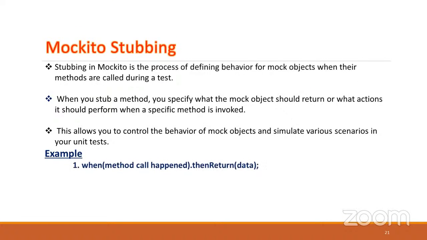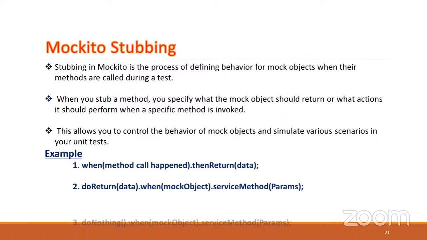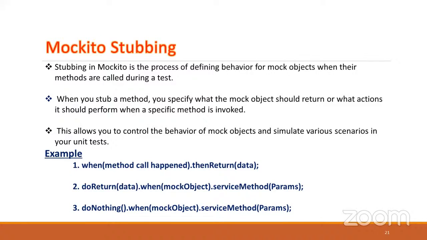So the first mechanism is when, followed by the when method and then thenReturn. Okay. Another way of stubbing, another way of writing the behavior of the mock object method, is doReturn, then when, guys. Do and when methods. Okay. The third way is doNothing dot when methods, sir. Simple. This is for stubbing the void methods. Stubbing means nothing but setting the behavior for your mock objects.